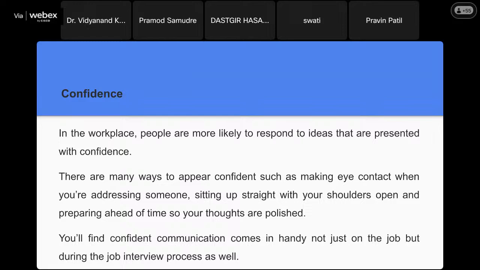Giving and receiving feedback. Strong communicators can accept critical feedback and provide constructive input to others. This is very, very important. If you want to be a good, strong communicator, you need to accept critical feedback and provide constructive input to others.